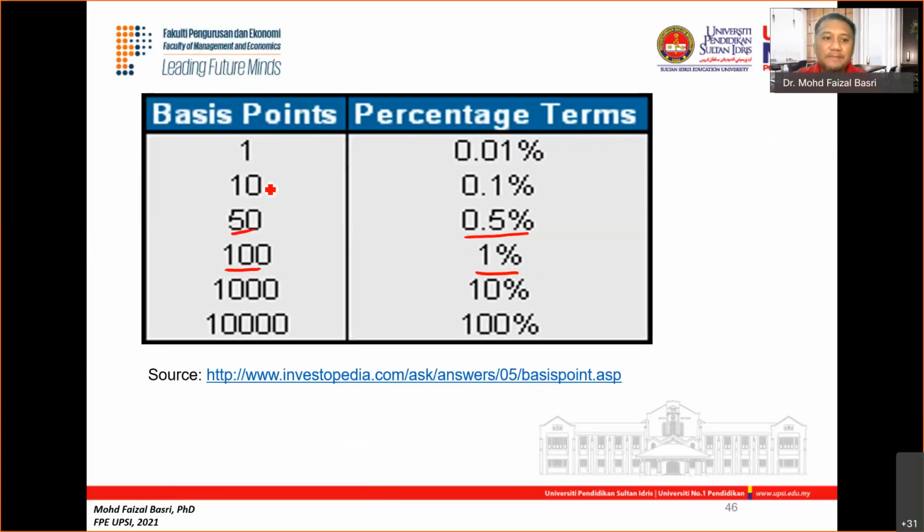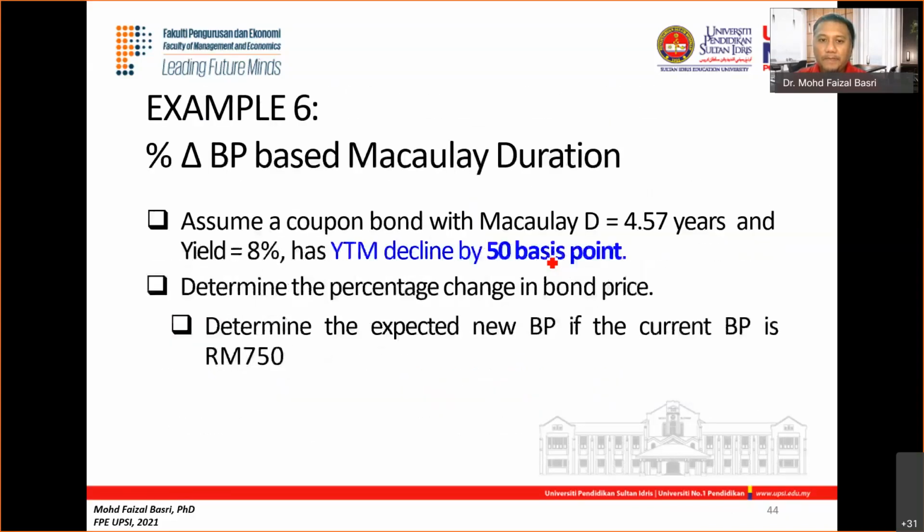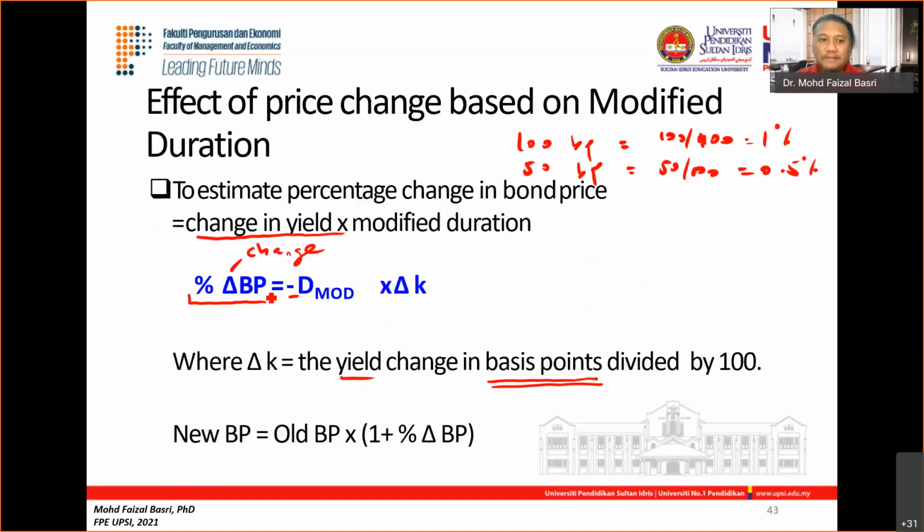So whatever the basis points in the questions, these are just some examples, but some questions may use 20, or 50, whatever the answers, what you need to do is just divide by 100 to get it in percentage. Okay, divide by 100. Once you have this percent change of the bond price, this is basically the first step.